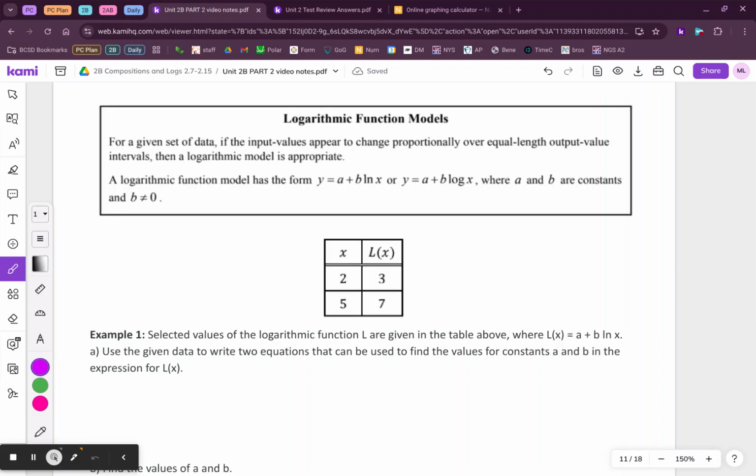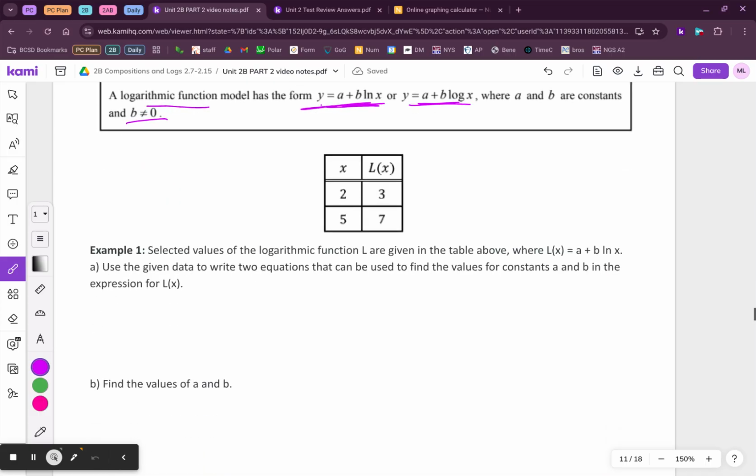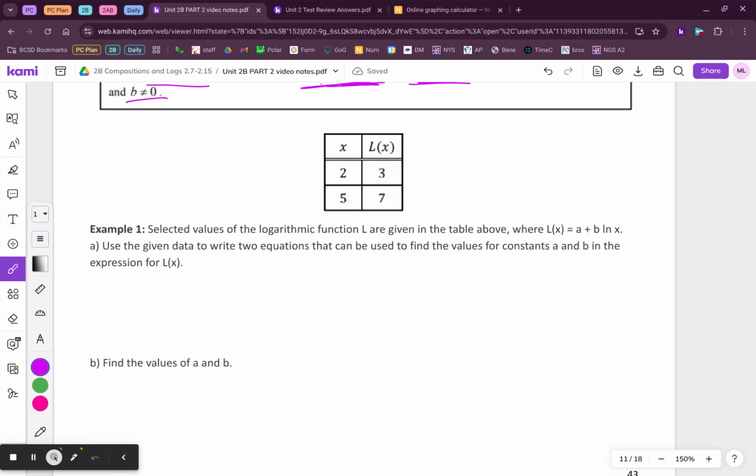Okay, so down below here, we can create log equations, log functions in either one of these forms, depending on the base you want to use. So y equals a plus b, and then ln of x, or log x, log base 10, where a and b are constants, b can't be 0. Okay, so for given data, it says selected values of a log function are given. This is the model. Use the given data to write 2 equations. We've done this before. So this is the model we're using. We're going to input into our x and our L of x.